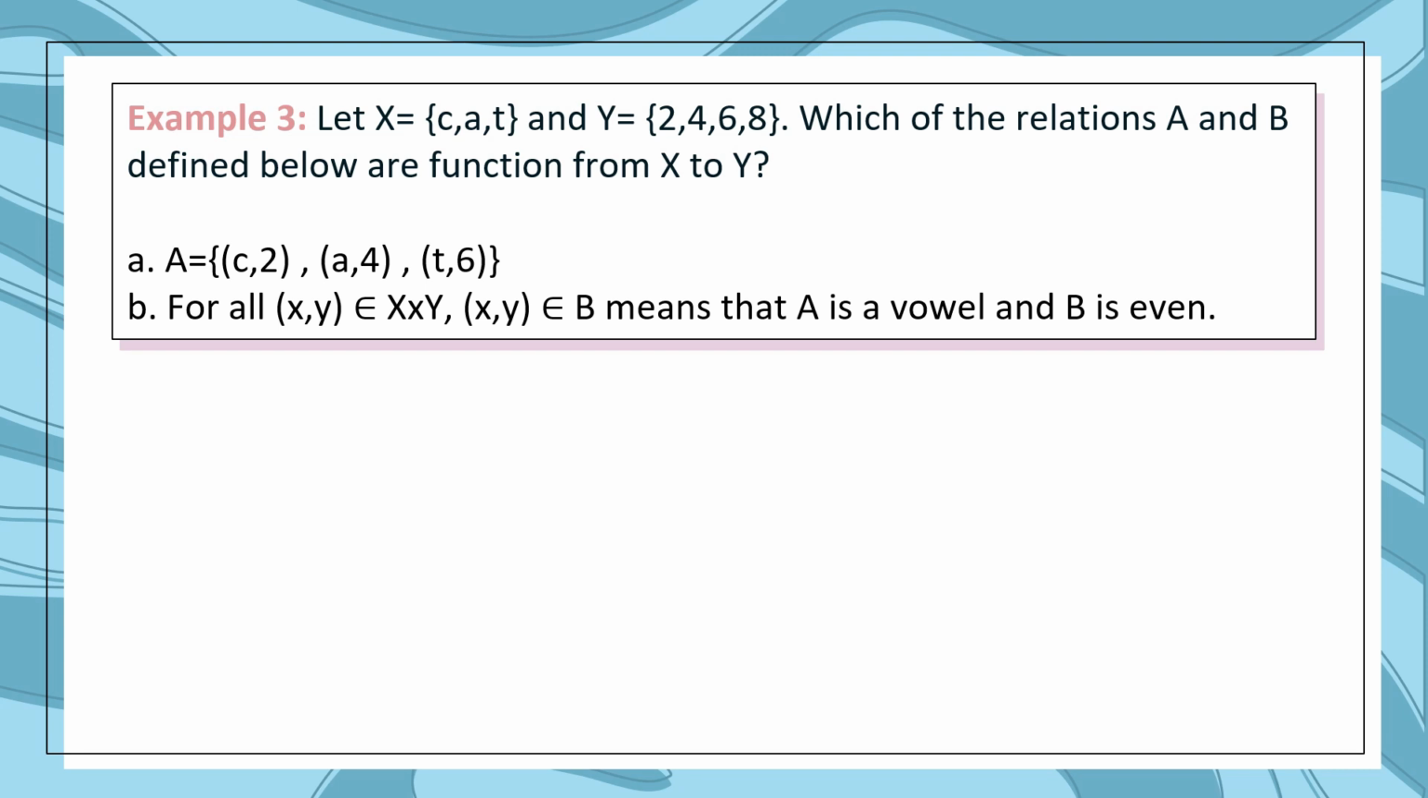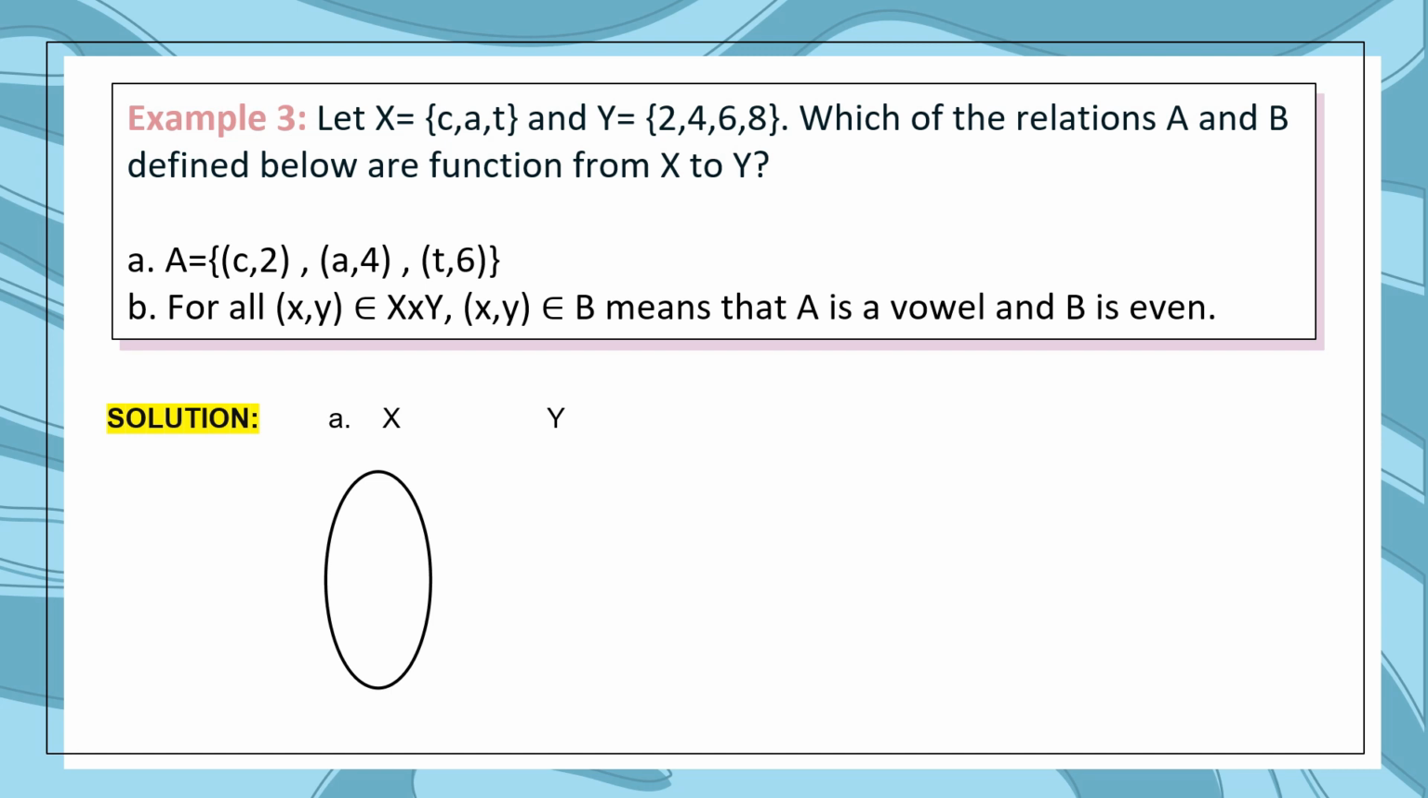Example 3. Let X be equal to CAT and Y be the set {2, 4, 6, 8}. Which of the relations A and B defined below are functions from X to Y? For letter A, the relation is {(C, 2), (A, 4), (T, 6)}. For letter B, for all ordered pairs (x, y) in X cross Y, the ordered pair (x, y) is an element of B means that x is a vowel and y is even.